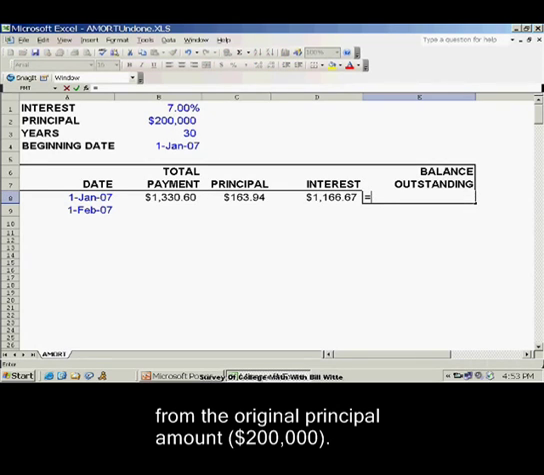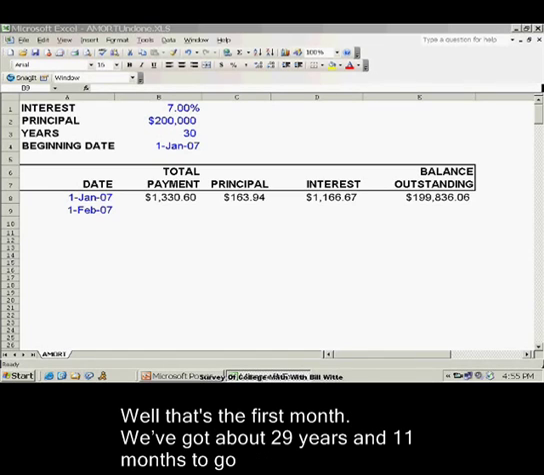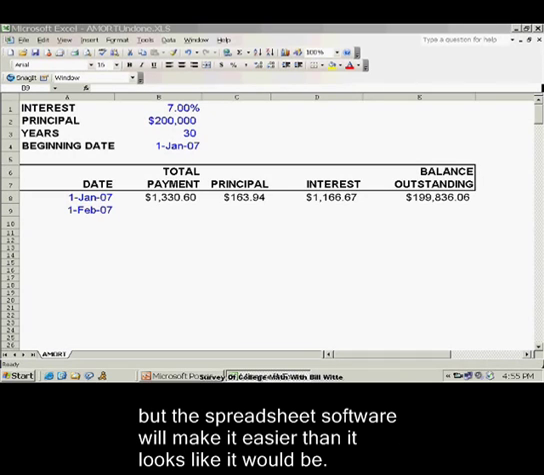We'll subtract the amount of principal that you paid from the original principal. So I'll go equals the $200,000 minus the $163 I paid that month, which is stored in cell C8. And next month I'll only owe $199,836. Ouch. Well, that's the first month. Now we've got about 29 years and 11 months to go, but the spreadsheet's going to make it easier for us. Try and hang in with me here.